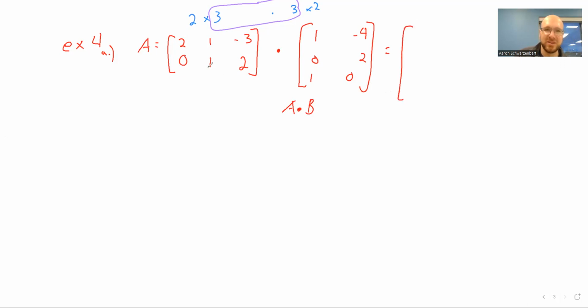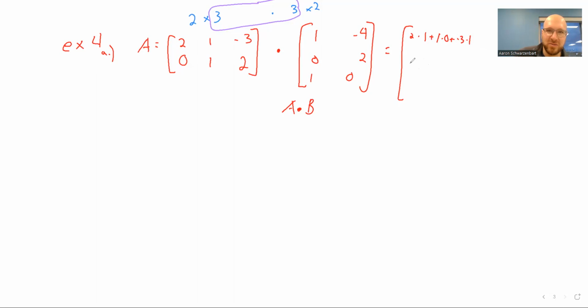So what I do here is I go, my result here is going to be 2 by 2 as well. I'm going to write it out. So you do row 1 times column 1. 2 times 1 plus, and I add each term together. 1 times 0 plus -3 times 1. So that gives me slot 1. So that's 1, 1, my location, row 1, column 1.